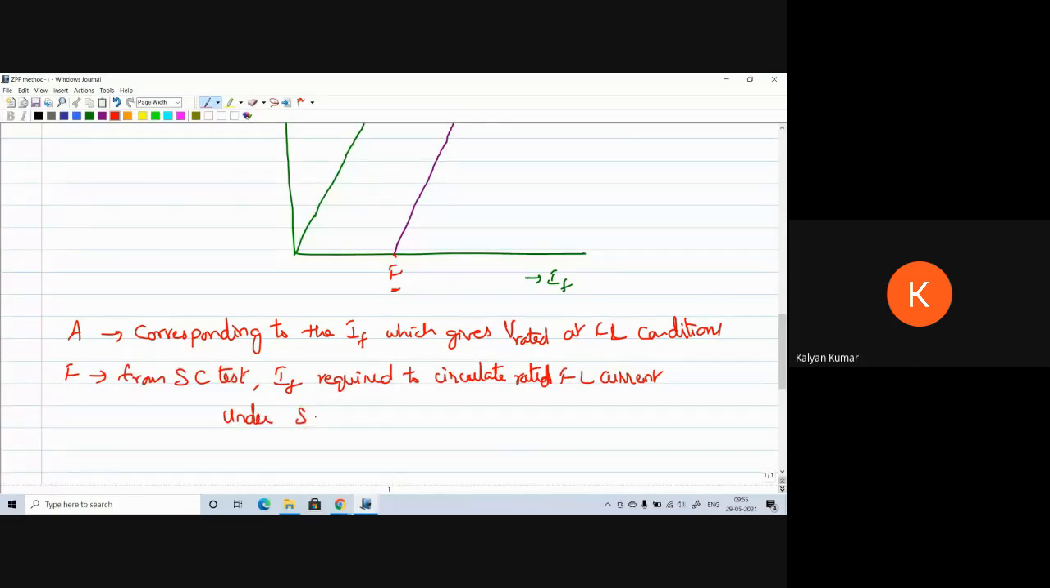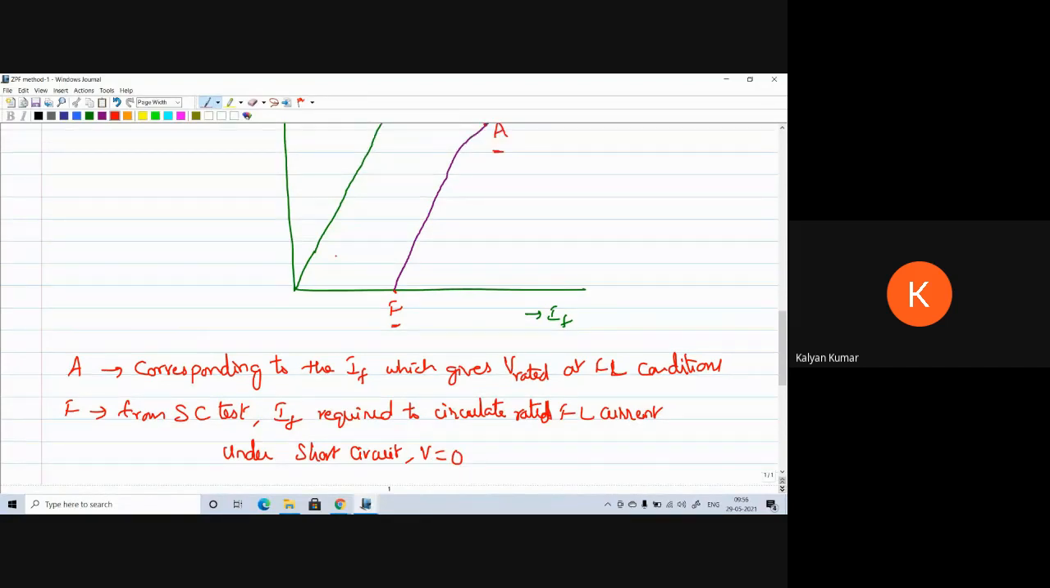So under full load condition, short circuit conditions, what is the voltage? Short circuit conditions లో voltage ఎంత ఉంటుంది? Zero, sir. Short circuit conditions 0. So voltage equal to 0.